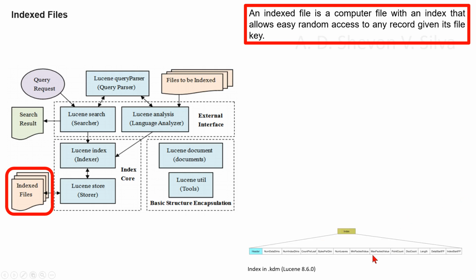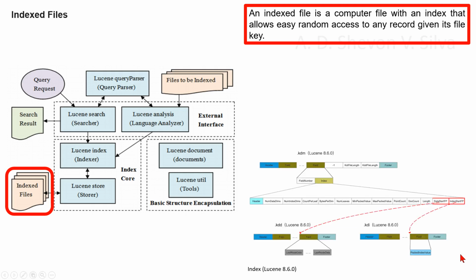Here you can see the index in .kdm. Here you can see the header. It consists of header, num data dims, num index dims, count per leaf, bytes per dim, num leaves, min packed value, max packed value, point count, doc count, length, data start fp, index start fp.